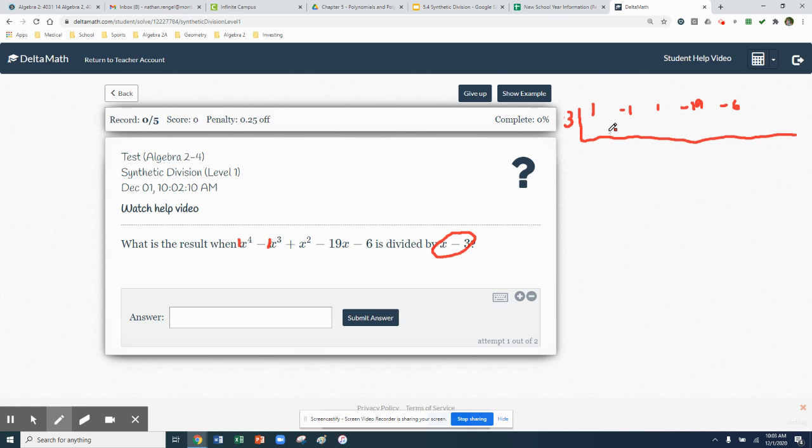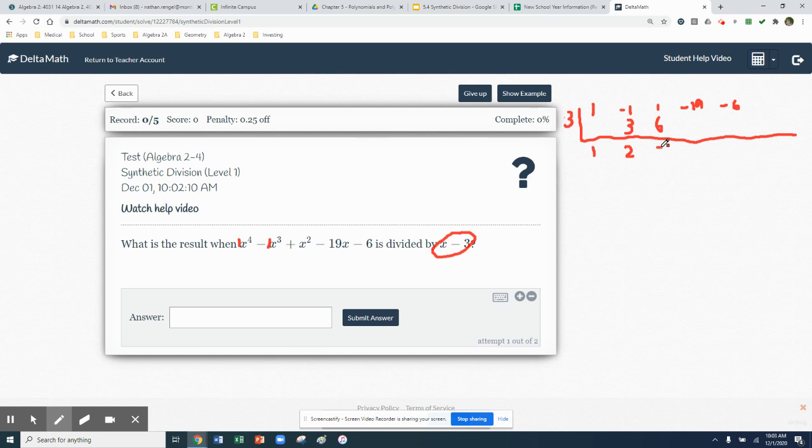So first thing, we're going to start with the adding. We're going to add our first column. 1 plus 0 is 1. Next, we're going to multiply our root 3 times that result, and that's going to go into our next column. So 3 times 1 is 3. Then we'll add, and we'll get 2. Next, we'll go 3 times 2 is 6.